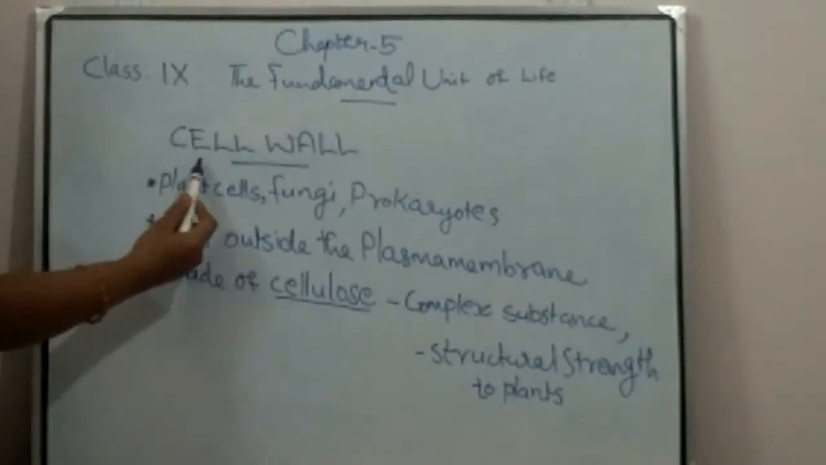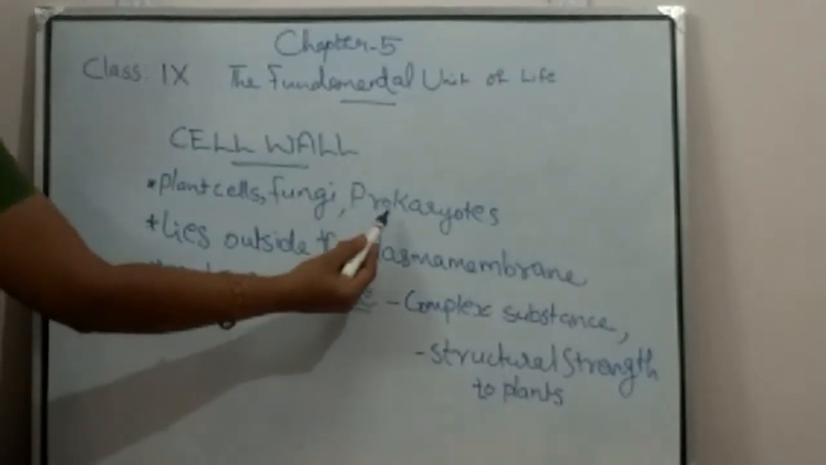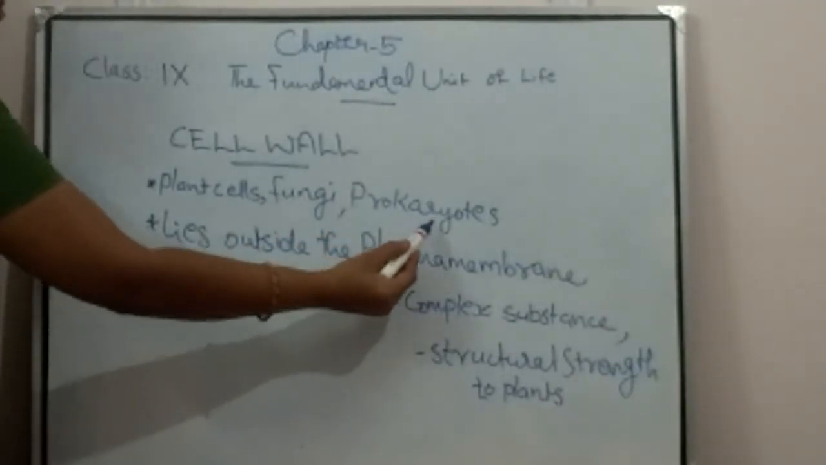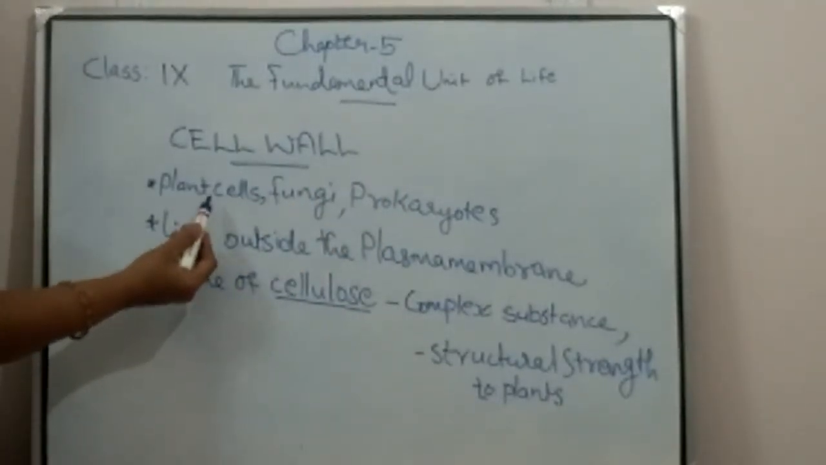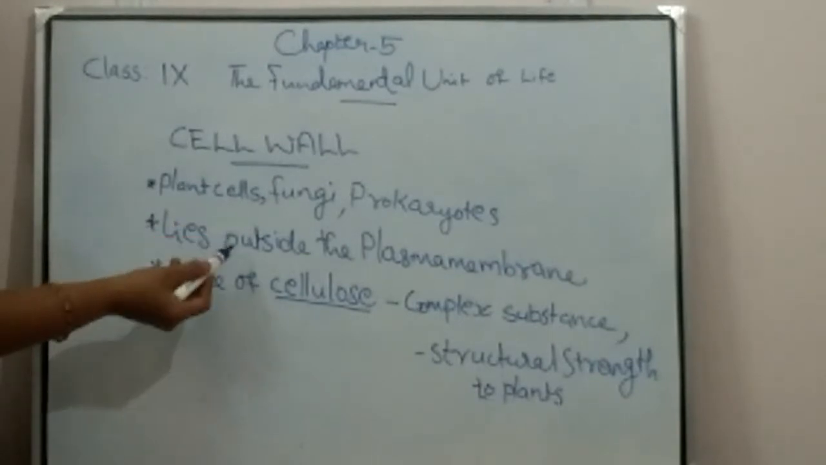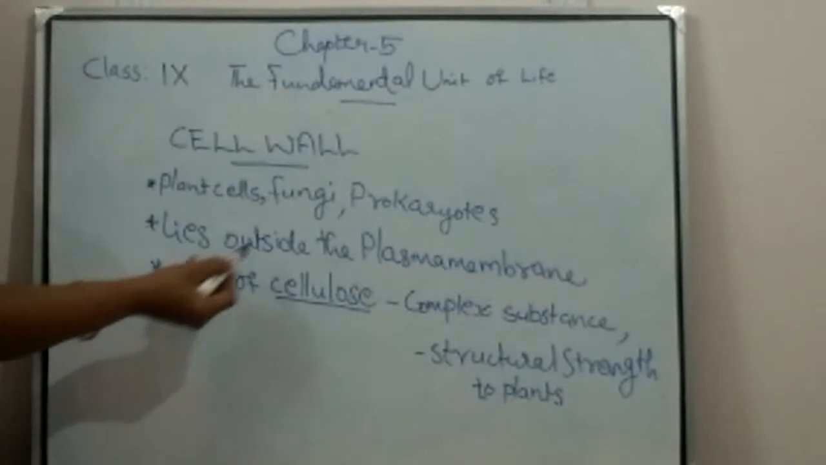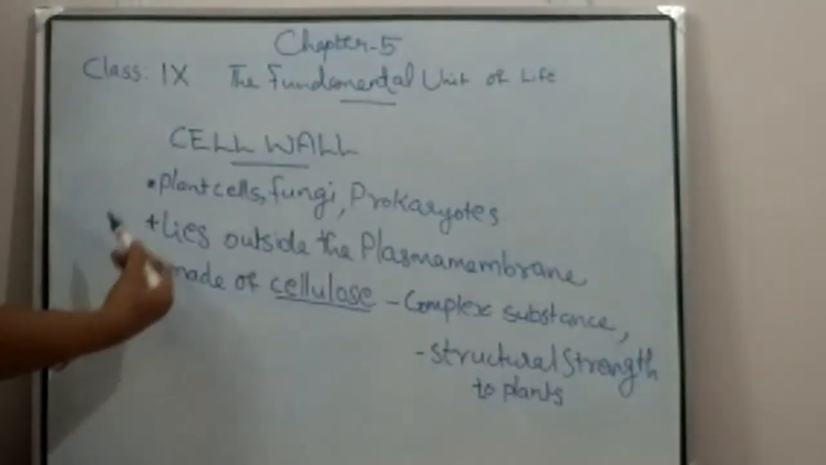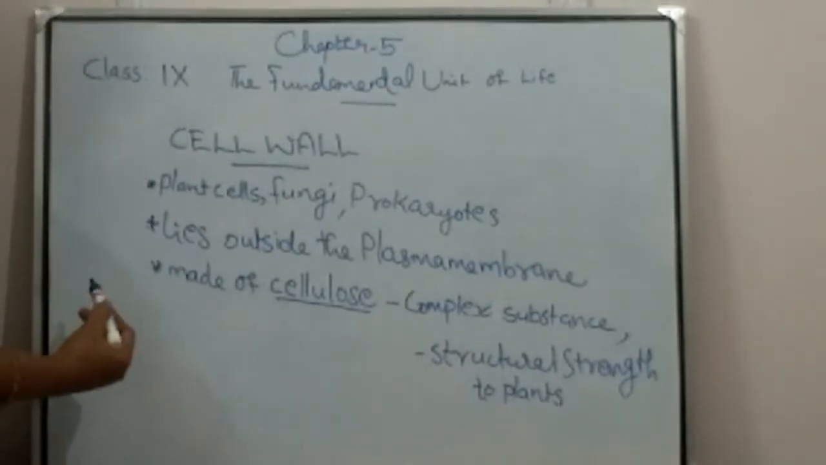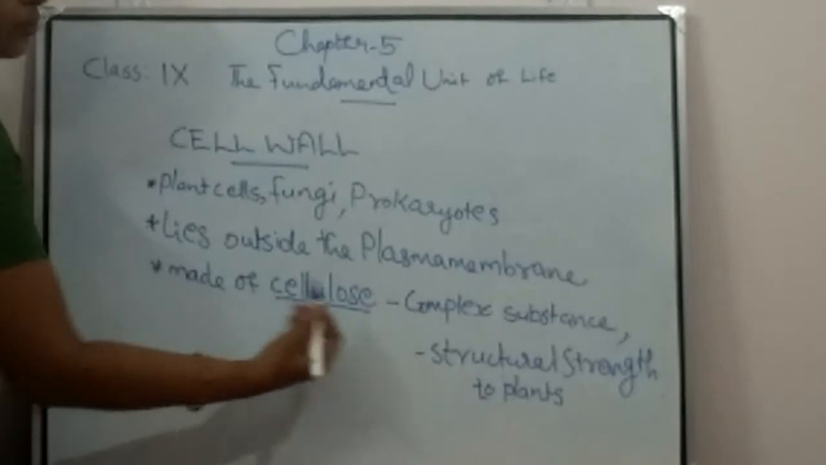Next topic is cell wall. So plant cells, fungi and prokaryotes, for example bacteria, possess an additional covering called cell wall. There is a plasma membrane, but the cell wall lies outside the plasma membrane. So in addition to the plasma membrane, there is an outer covering for these organisms, that is the cell wall. And in plant cells, the cell wall is made up of cellulose.